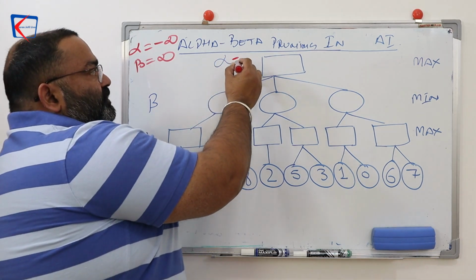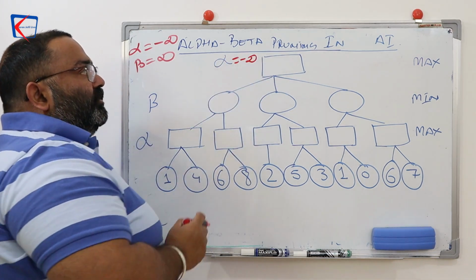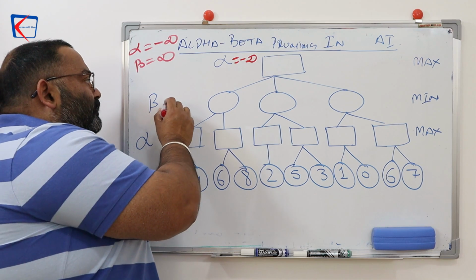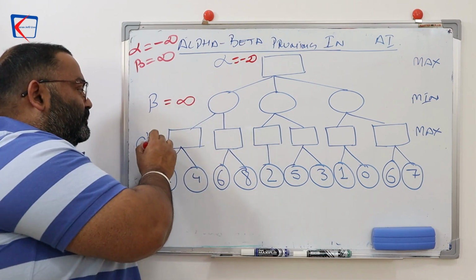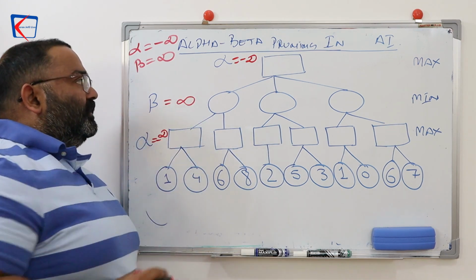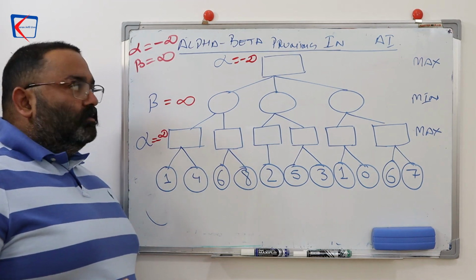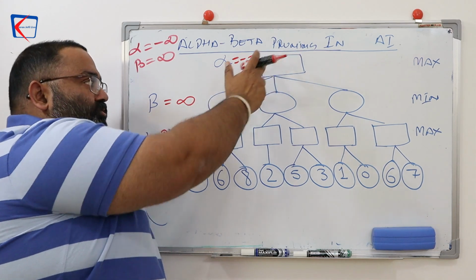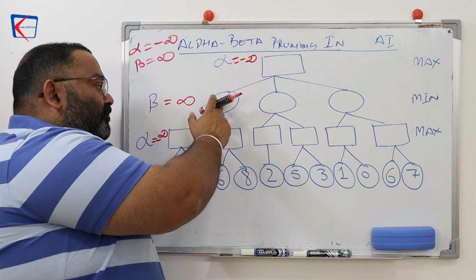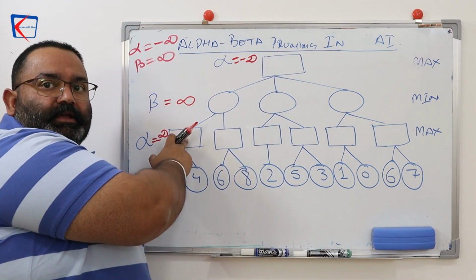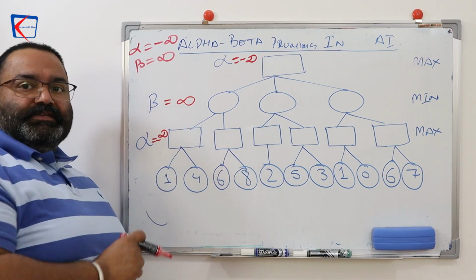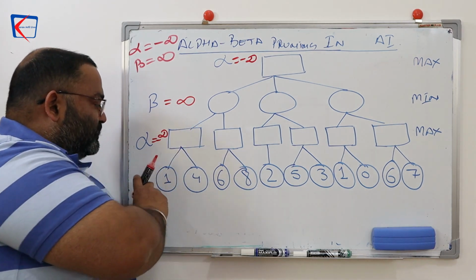As I told you, I assigned alpha minus infinity initially, and beta infinity. Here alpha is again minus infinity. Since it uses the DFS algorithm, I am at the root, so I go to this subtree. From here I come here, and from here I come to this leaf. I will explore this leaf.